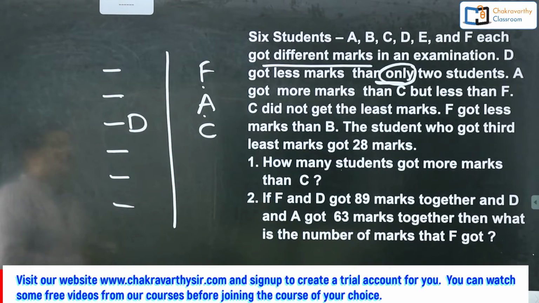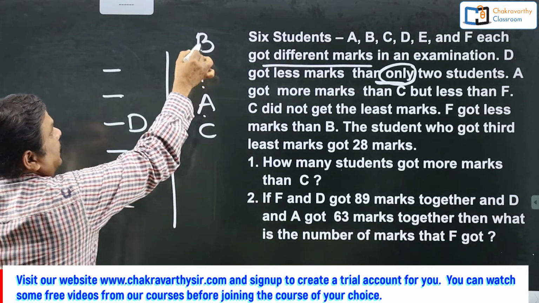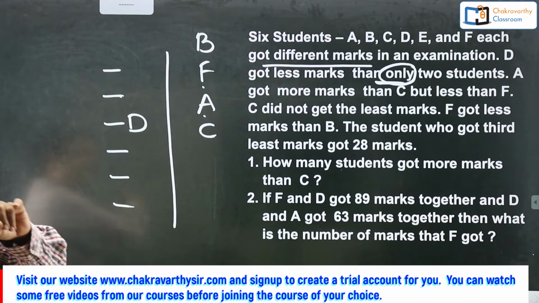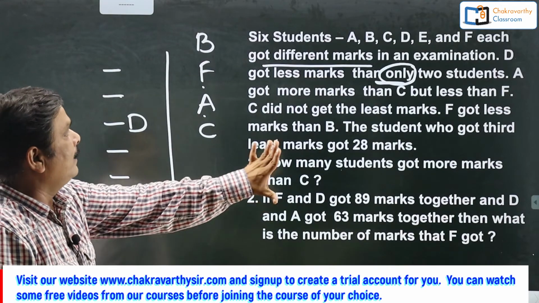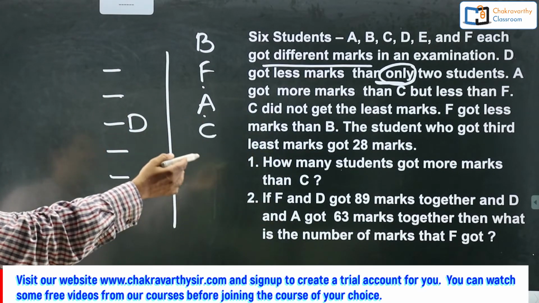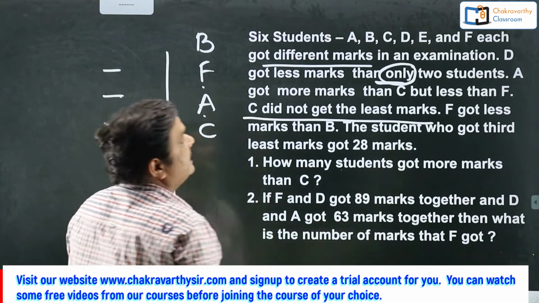Okay, now go for the next one here. F got less marks than B. Now direct comparison, F got less marks than B. That means B got more marks than F. Then the student who got third position, and over and above this one, have they given any other information here? Yeah, one more information is there. C did not get the least marks.